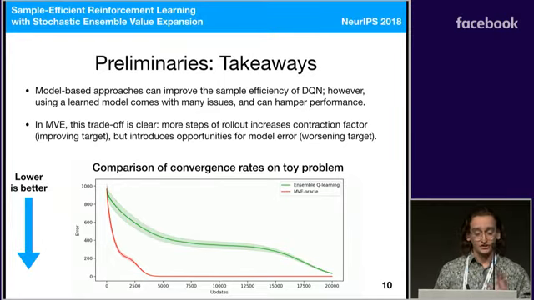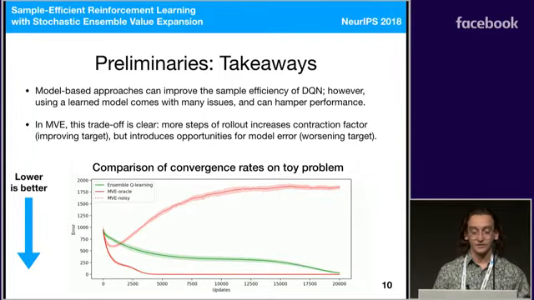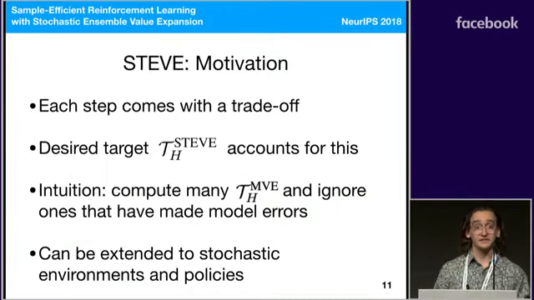However, what if we don't have access to a perfect dynamics model? What if we only have access to a noisy one? This dotted red line shows what happens. Even with a small amount of noise, the model-based approach not only performs worse than the model-free, but actually completely fails to converge at all. Our work on STEVE is motivated by a desire to fix this issue.